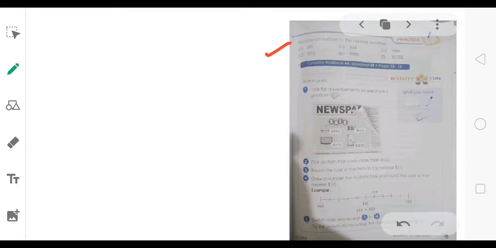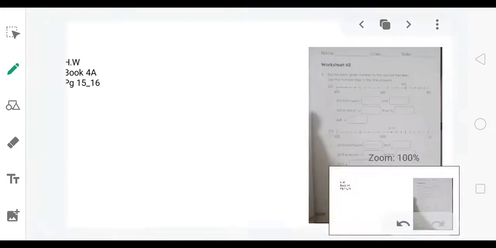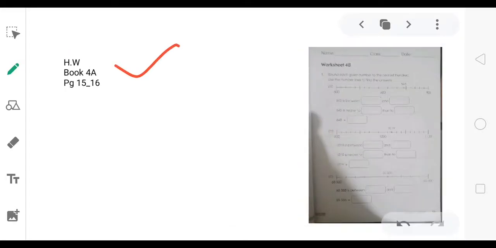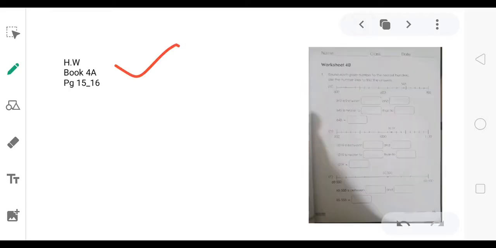And after doing these questions, this is your homework. That is book 4A, page 15 to 16. The same questions, and you have to do these questions in the way which I told you. So complete your work, and if you find any confusion or need help, then please ask me in the group.